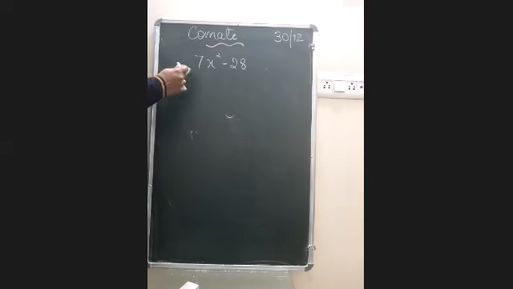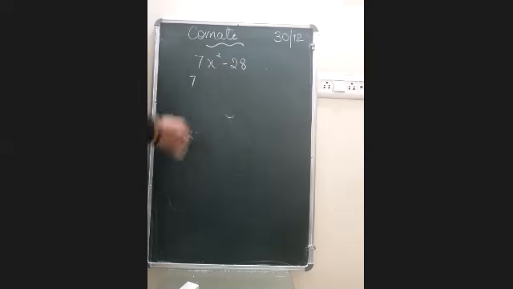So the question was 7x square minus 28. Now you know that there is nothing which will be coming as identity. We have two terms, in between there is a sign of minus, but there is no identity, that is a square minus b square, here. What can you do? You can simply take 7 out as common.